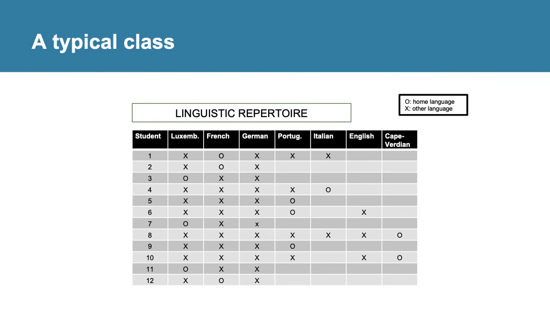Students' language repertoires are represented with an O for the languages spoken in the home and an X for languages spoken in other contexts. All participating students spoke between 3 and 7 languages. Of these students, 6 out of the 12 spoke one of the languages of instruction at home. Important to note is that none of them spoke more than one of the curricular languages at home.